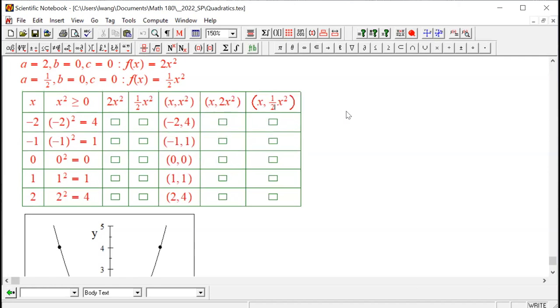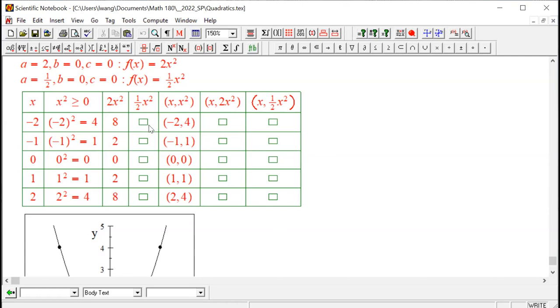So input, output, input, output, right? So if x squared is 4, 2x squared is what? It's 8. So the output is doubled. 2 times x squared: 2 times 1, that's 2. 2 times 0, that's 0. 2 times 1, that's going to be 2. 2 times 4, that's going to be 8.